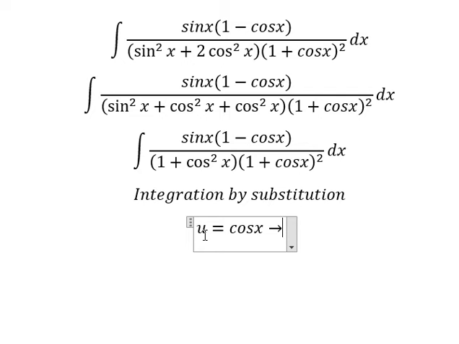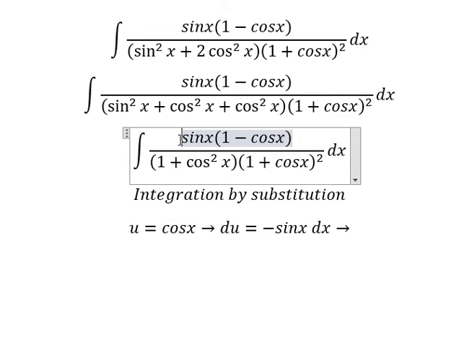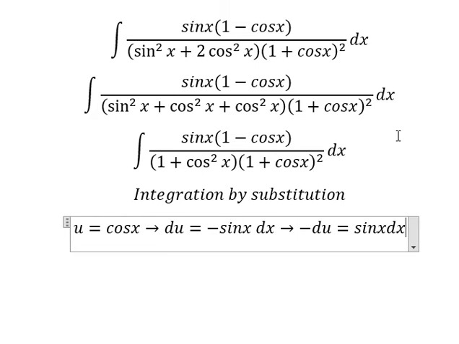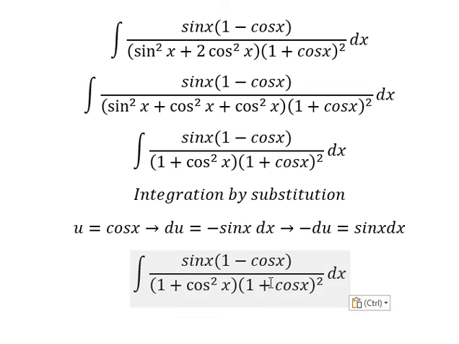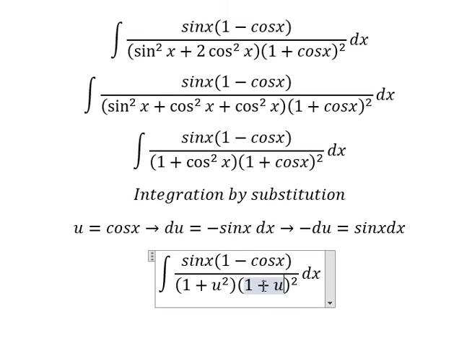Later, we first take the derivative of both sides, and you get du equals negative sine x dx. Because we don't have the negative here, I will move the negative to the left. This one we change to u, this one we change to u, and sine x dx we change to negative du.